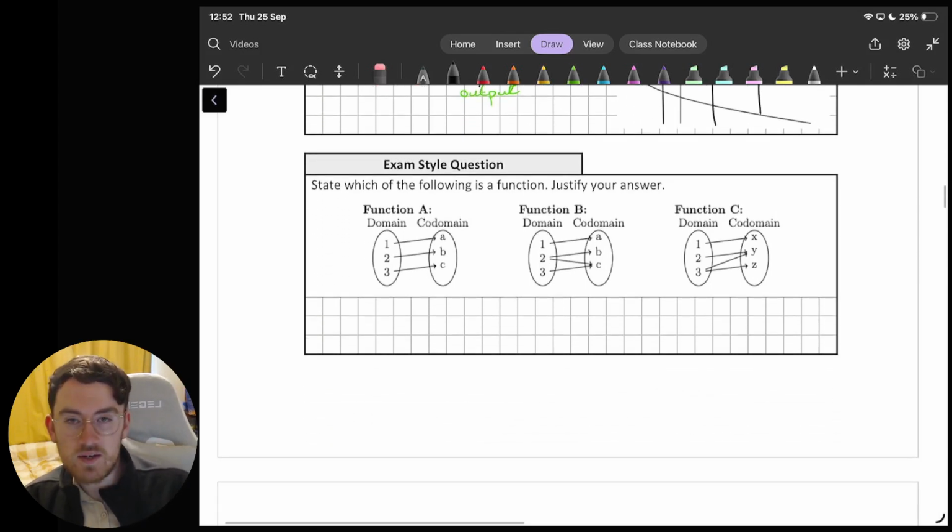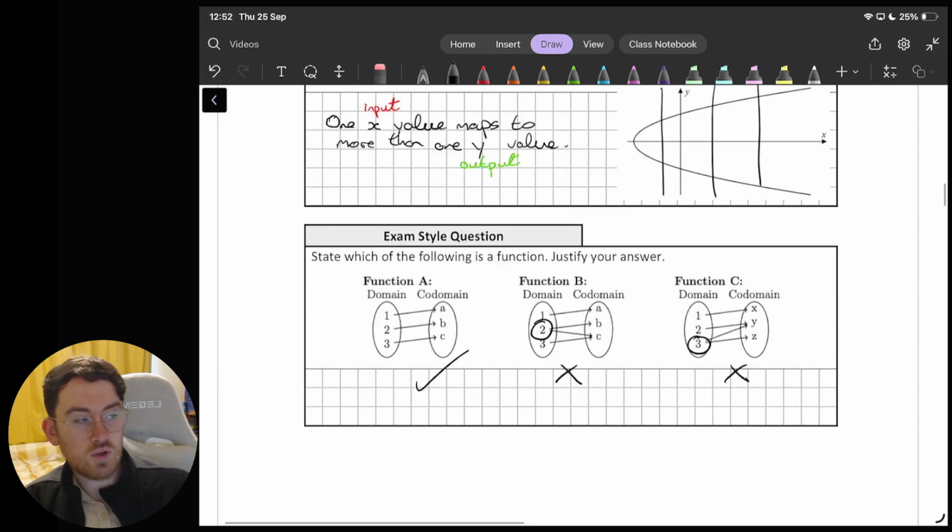Looking at the next one, we're finally coming to another one where we're looking at a relation. This one, state which of the following is a function. If I look at the first one, each input goes to one output, that's okay. The second one, I can see 2 there goes to 2 different outputs, that's not allowed. And for the third one, 3 goes to 2 different outputs, so that's not allowed. So the first one is an example of a function, but the second two are not, because each of them has one input that goes to 2 outputs.